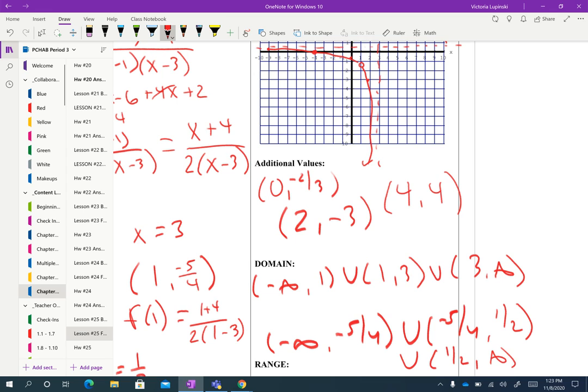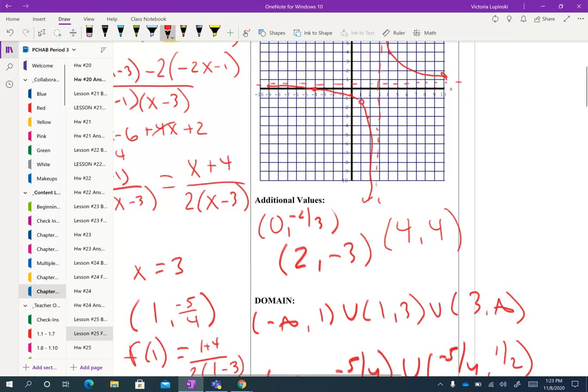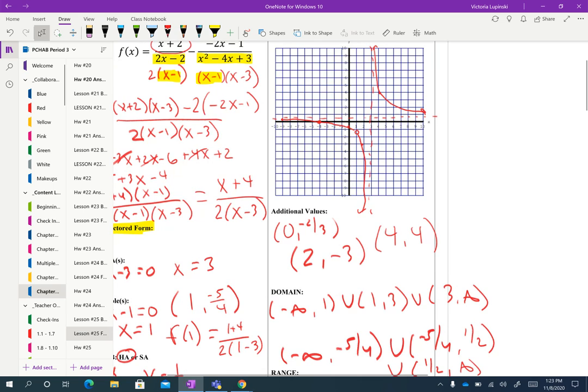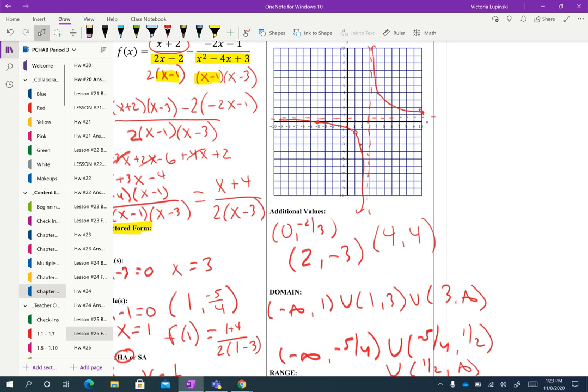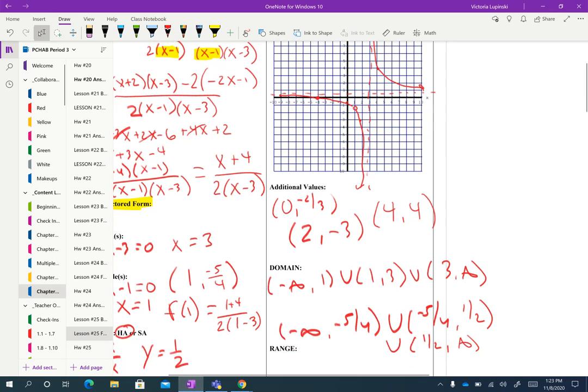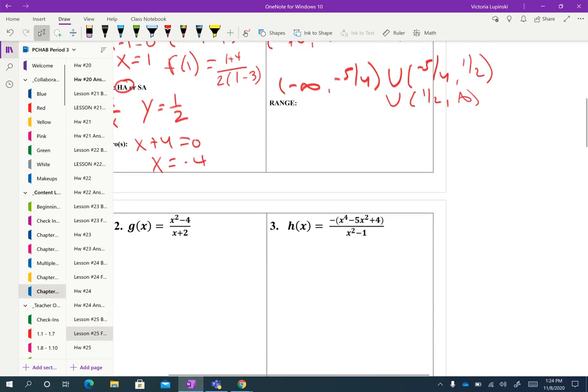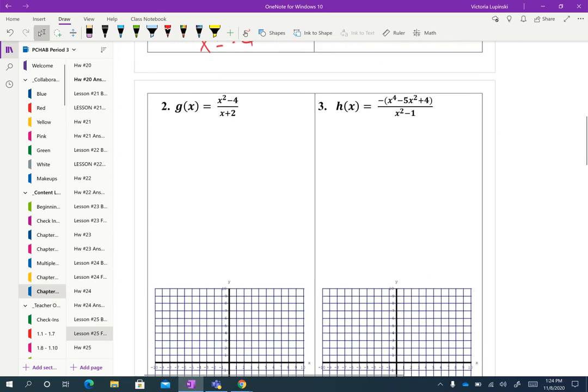So again, even though you technically can find the domain without the graph, you certainly can't find the range. So in my opinion, I would go ahead and make sure that you make the whole graph first, and then go ahead and find the domain and range afterwards. So just double checking that I got all that in the right order. Yep, I believe so. So now let's go ahead and take a look at number 2 and 3.